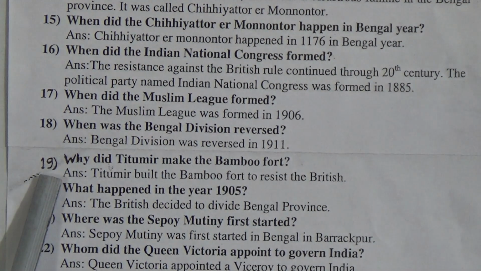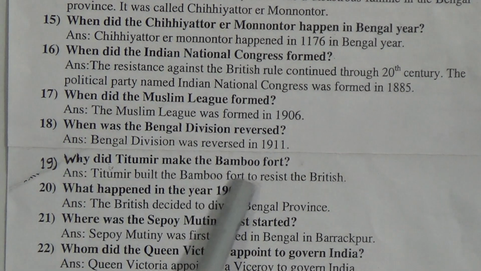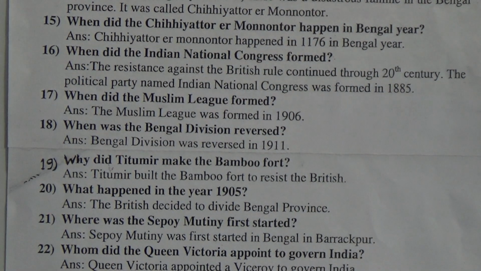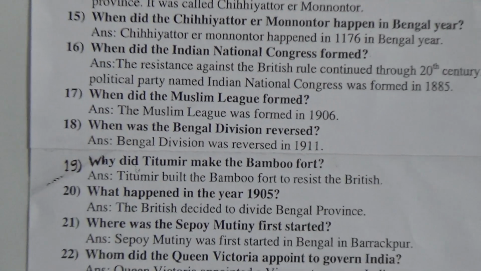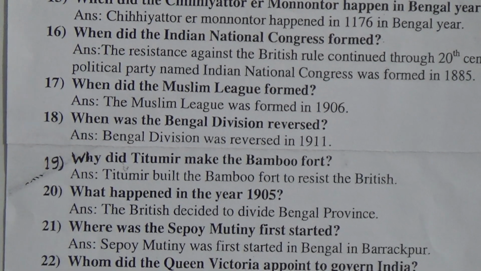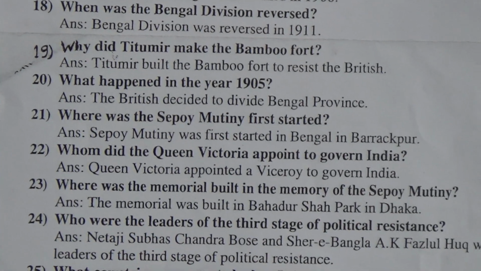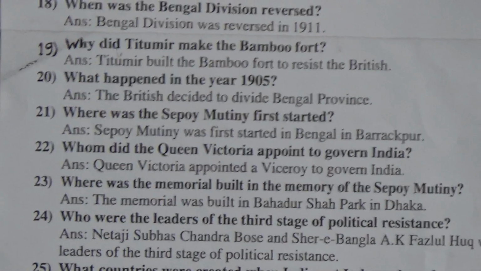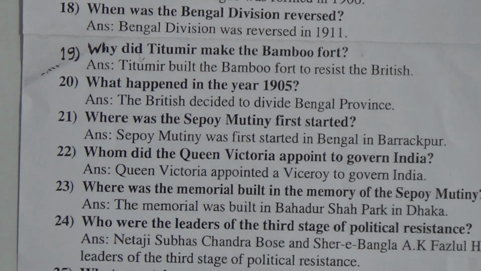Now 19, why did Titumir make the bamboo fort? The answer will be, to resist the British. That means he raised his voice against the British, and he was the first man who went against the British government. He wanted to resist the British government, the British soldiers or troops, and he made a bamboo fort which was in Narkelbaria. The answer is: Titumir built the bamboo fort to resist the British.